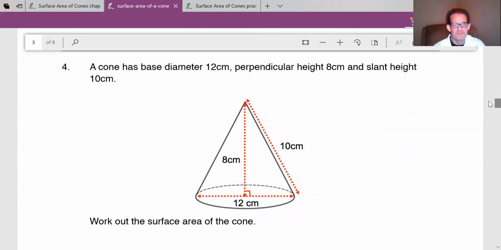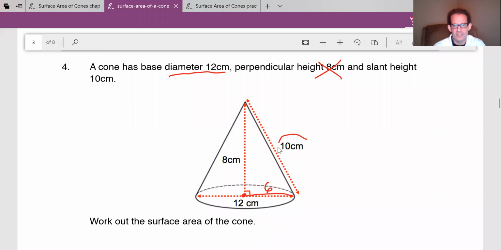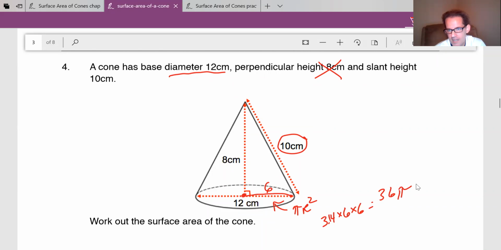Let's take a look at another one. This one says the diameter is 12. I don't want the diameter. I want the radius. Remember, that's half of the diameter. So if the diameter is 12, my radius is 6. Okay? I don't want the perpendicular height. You don't want this. You want the slanted height. Okay? So what I'm going to do is find the area of the base first. So I have pi times radius squared, or 3.14 times 6 times 6, not 12. So this is going to be 36 pi.